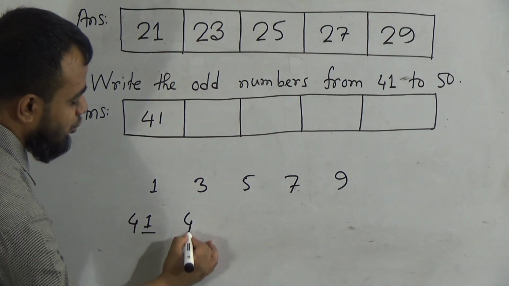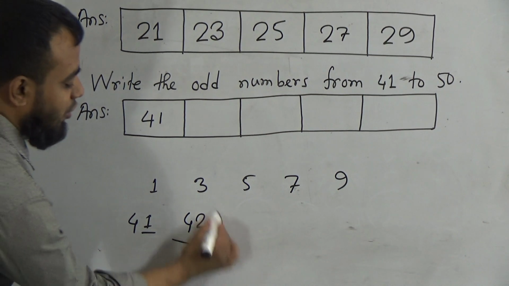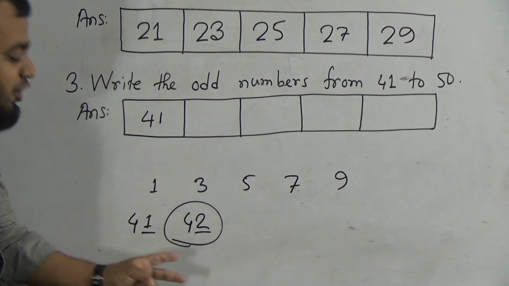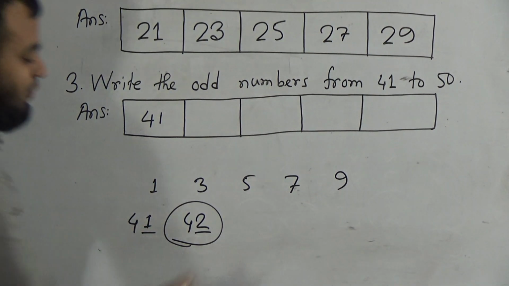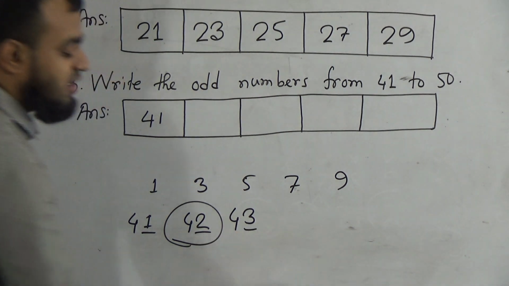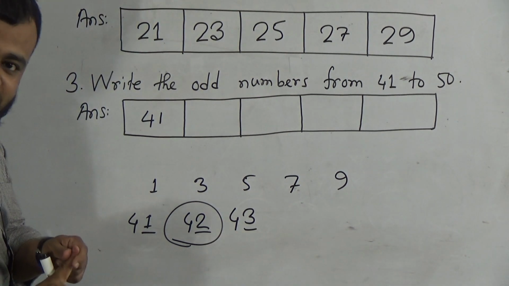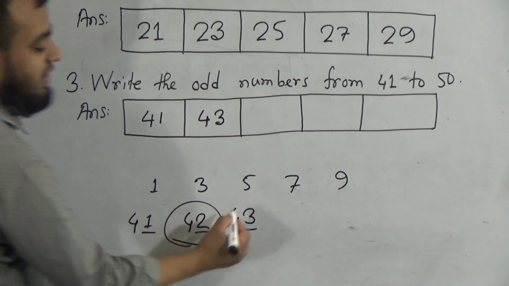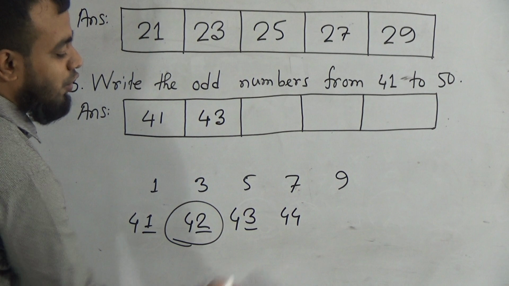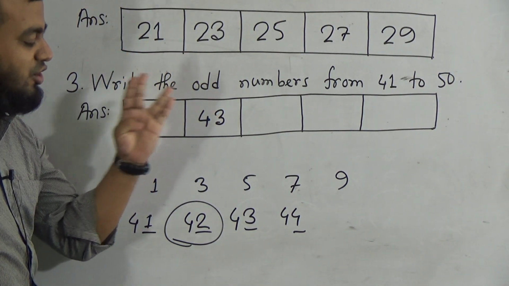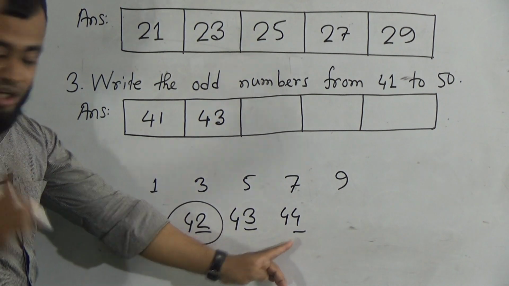Next number is 42. 42 is not an odd number because 42 has 2 in the ones place and 2 can make pairs. Next number is 43. 43 has 3 in the ones place. 3 can't make a pair. That's why 3 is an odd number, and 43 is also an odd number. Now the next number is 44. 44 has 4 in the ones place, and we know that 4 can make pairs. So 44 is not an odd number.